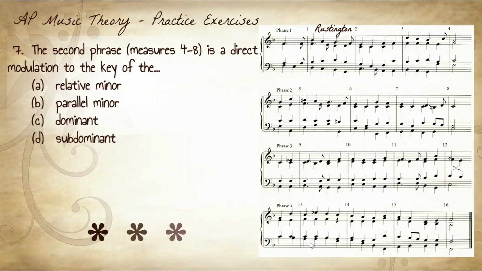Question 7. The second phrase, measures 4 to 8, is a direct modulation to the key of the A, relative minor, B, parallel minor, C, dominant, or D, subdominant.